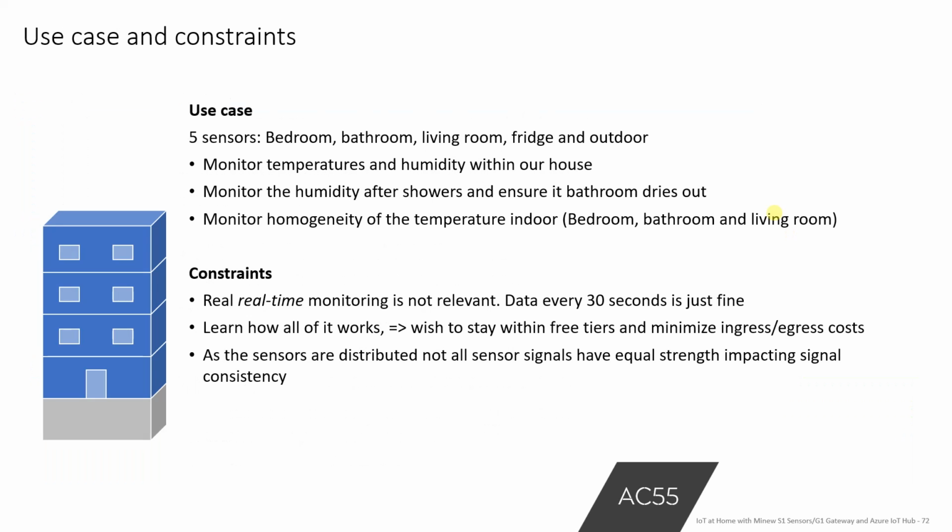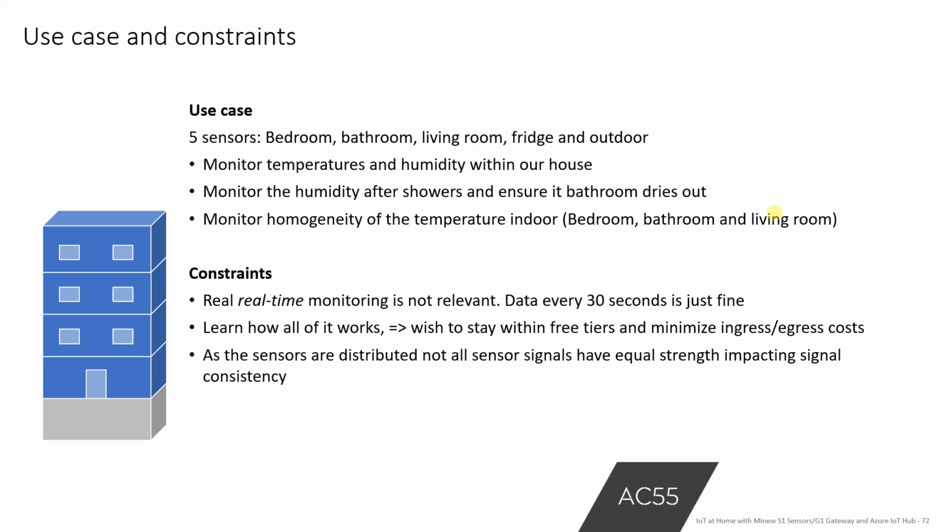It might be helpful just to remind ourselves what our use case and the constraints are. The use case is very basic. I have 5 sensors at home. I have one in my bedroom, one in my bathroom, one in the living room, one in the fridge, and one outdoor. Right now, they don't necessarily create a bunch of value. I set them in the bathroom and in the fridge mainly to get differentiated data. It's not very helpful to have all the sensors in the same room feeding the same data. So that's why they're distributed in very different locations.